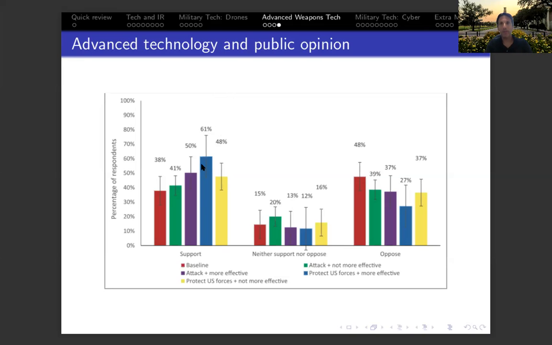Even when they are described not necessarily as effective, but still they are described as protecting human lives, that's what we have here on this yellow bar, there's the relatively high degree of support, 48% of support.